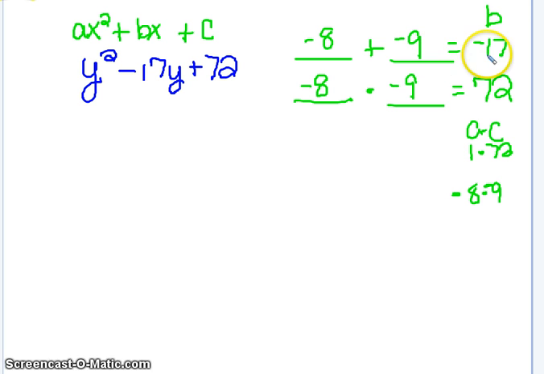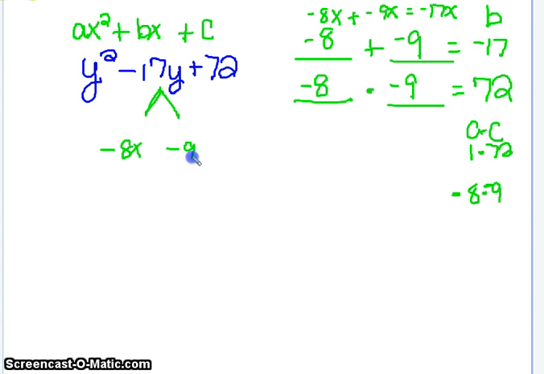Negative 8 plus negative 9 is negative 17. Negative 8 times negative 9 is positive 72, because a negative times a negative, shout out to Zach, is a positive. And we have negative 8x plus negative 9x is going to be equal to negative 17x. So I can split my middle term. This becomes negative 8x, negative 9x. I keep my y squared, and I keep my 72.